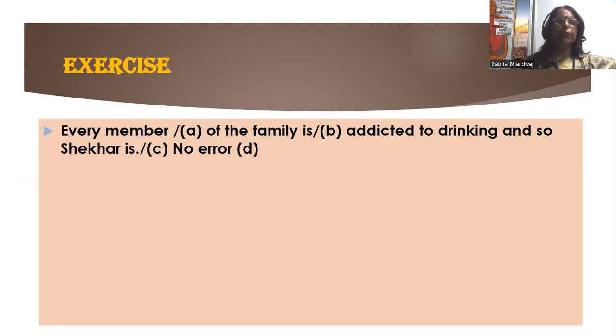Now coming to the next question, every member of the family is addicted to drinking and so Shekhar is. So again, we have these 4 options, and for every member of the family is, there is no scope of mistake. Correction has to be made in the last part of the sentence, that is, addicted to drinking and so is Shekhar. Here, the place of this helping verb is incorrect. So the correct sentence will be: every member of the family is addicted to drinking and so is Shekhar.